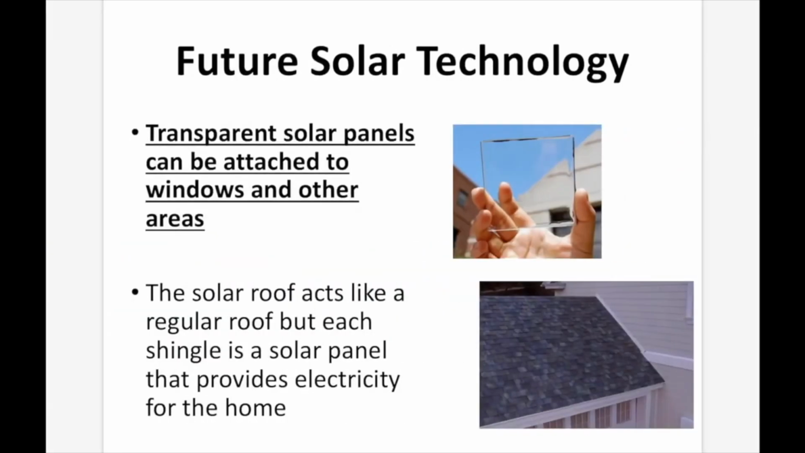One example is transparent solar panels, which can be attached to windows and other areas. Think about all those buildings downtown collecting energy through their transparent solar panels. Other things like Solar Roof by Tesla look like a regular roof, but each shingle is a solar panel that provides electricity for the home. So it's a substantial energy production method that looks good. It looks like a regular roof.